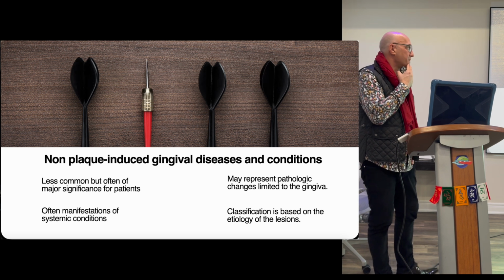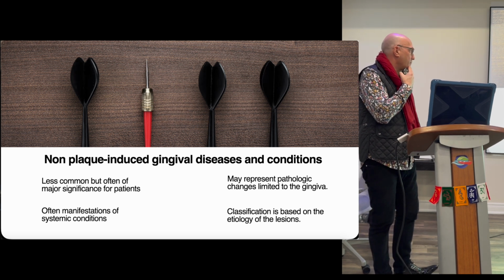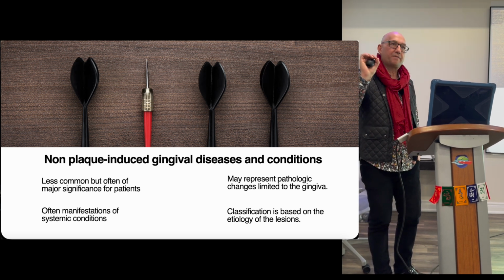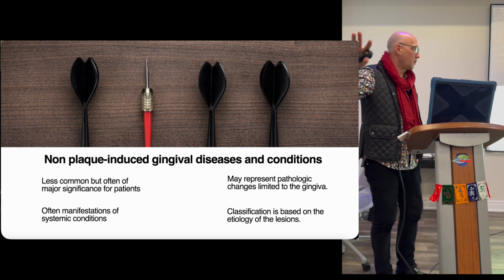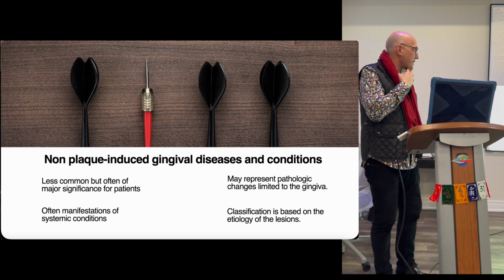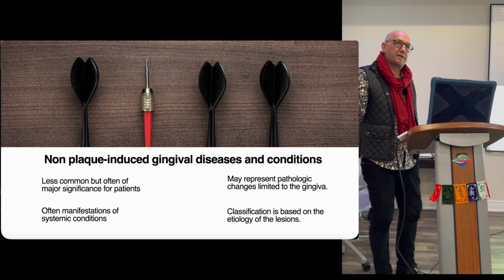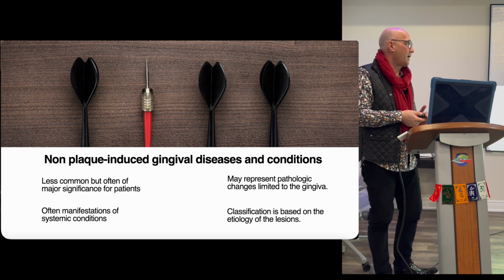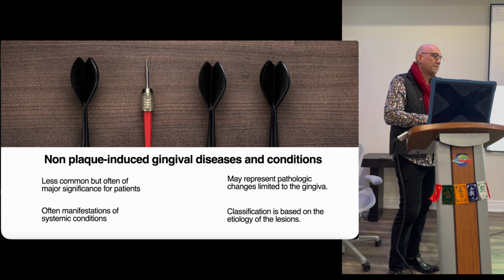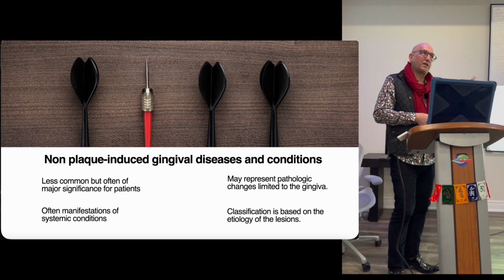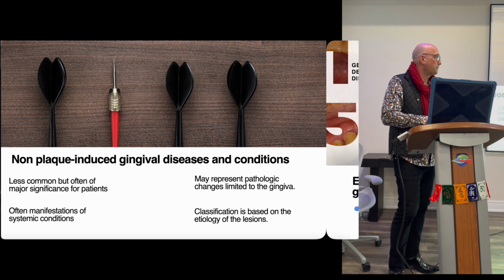Non-plaque induced gingival diseases are less common, but often really significant. So you've got to figure out these outliers, right? Because you can't paint it all with one brush. Sometimes they're manifestations of systemic diseases, which we'll talk about. They may represent pathologic changes limited to the gingiva, and what's important is the classification is based on the etiology of the lesion, not somebody's name.